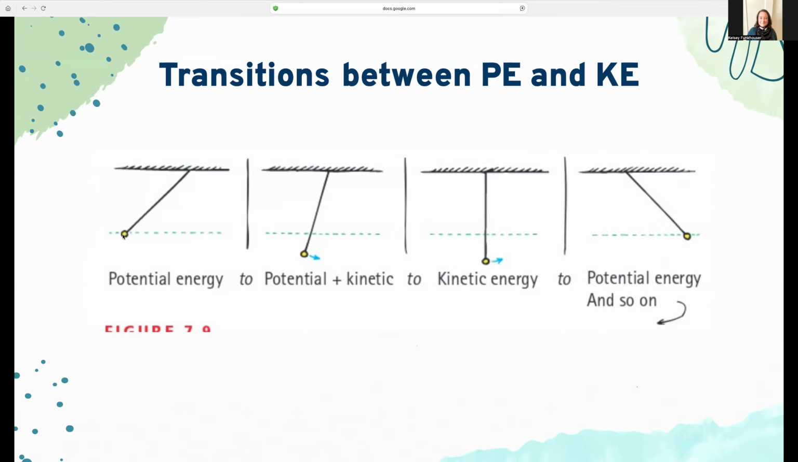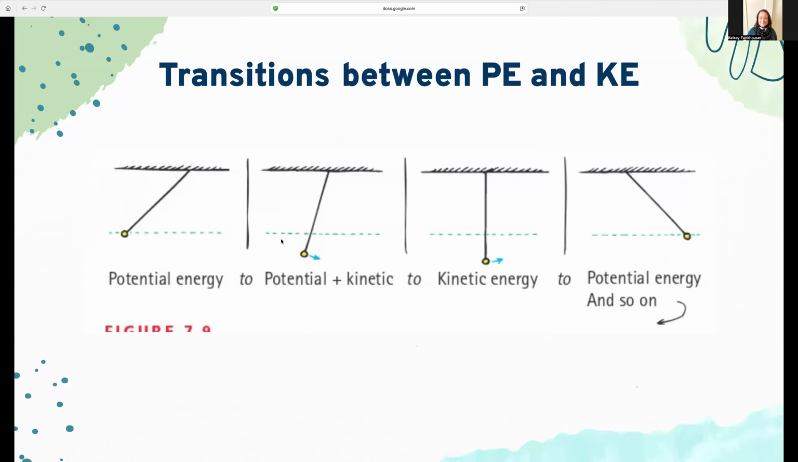So there's no kinetic energy when it's not moving. And this is a maximum potential energy. This is as high as this pendulum is going to go. So if it's at its highest point, it has its most gravitational potential energy.